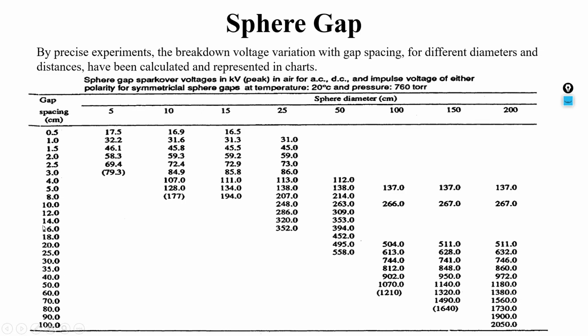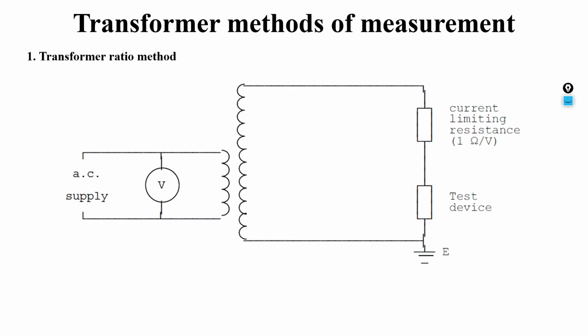So in that way we can measure any unknown voltage with the help of a sphere gap arrangement. So these are the two methods with the help of which we can directly measure the high voltage. Then we'll discuss the next method, which is not a direct method. The method is the transformer method of measurement. In this we are going to study the first method, that is the transformer ratio method.